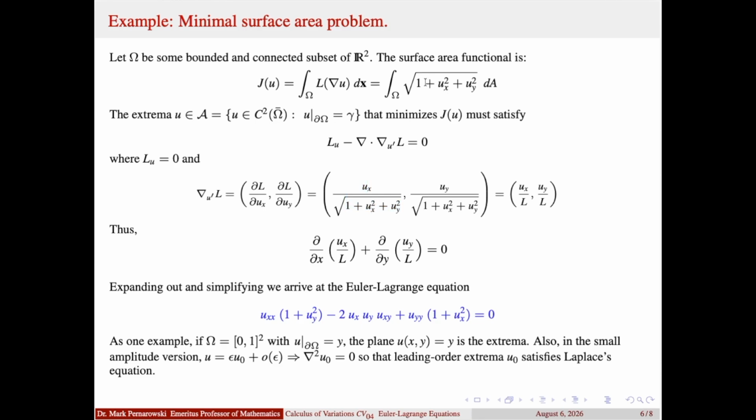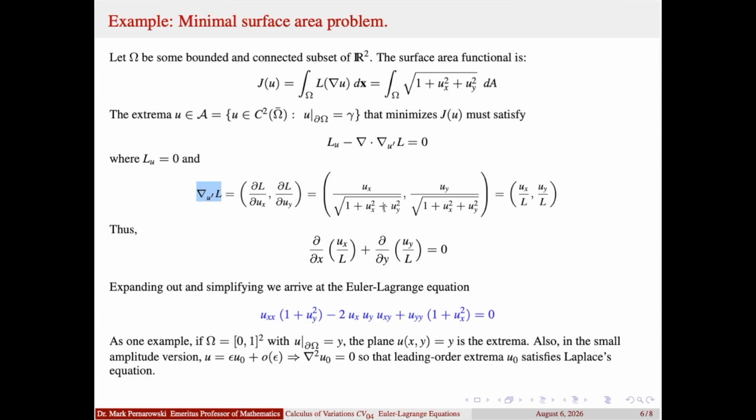Basically, it'll be something to the half. I'll lower the power, I'll get to the minus 1/2. I'll bring out a chain rule, which will be a 2u sub x in the top, and I end up with this first term here. U sub y is the same, so I get these two expressions for this gradient of L in u prime.